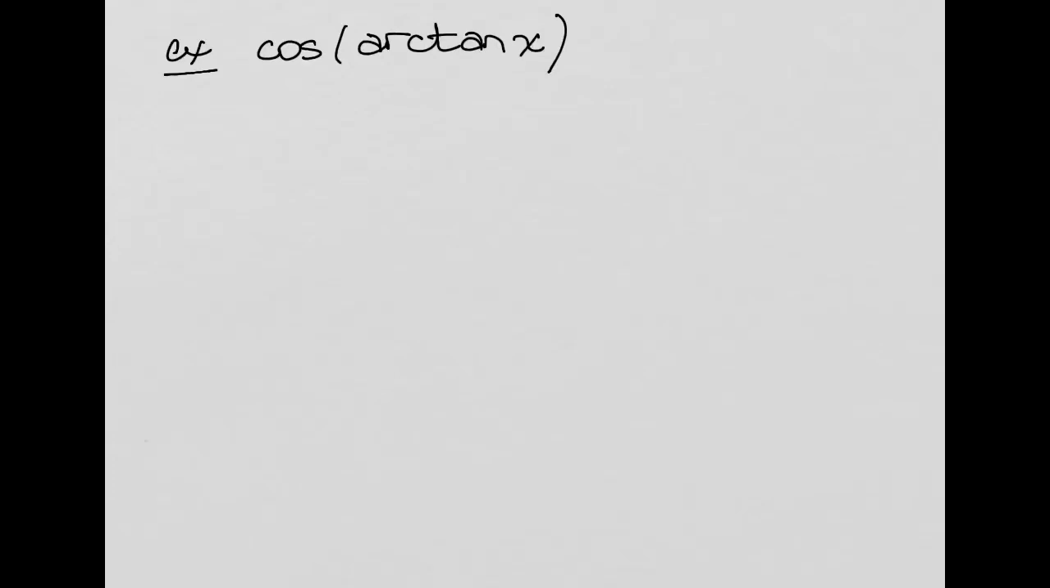We evaluated some composite trig and inverse trig functions that involved unit circle values, and then we did some that involved non-unit circle values that we could draw a picture and still figure out. And now I'm going to look at one that's not a value: the cosine of the arctangent of x. X is not a specific value, so I'm not going to end up with a value, but what I am going to end up with is an algebraic expression with x's in it.